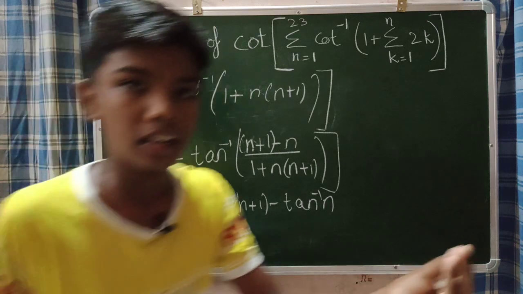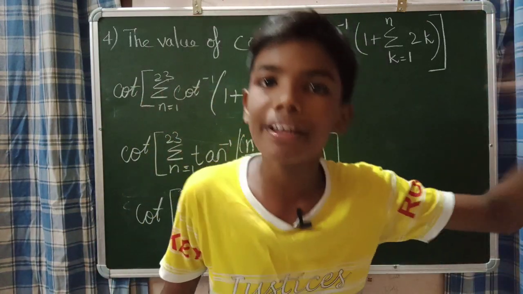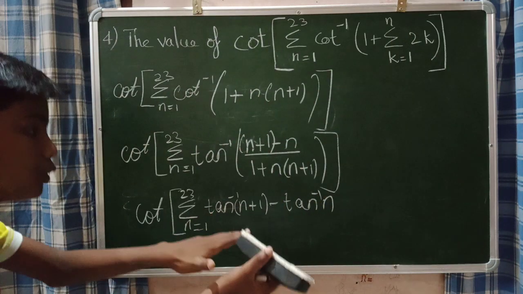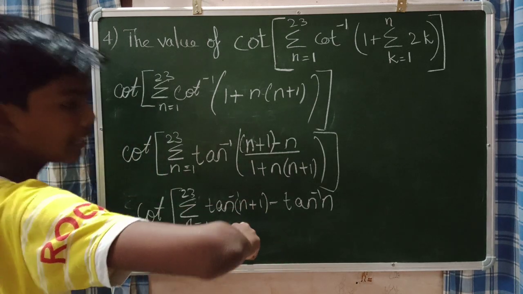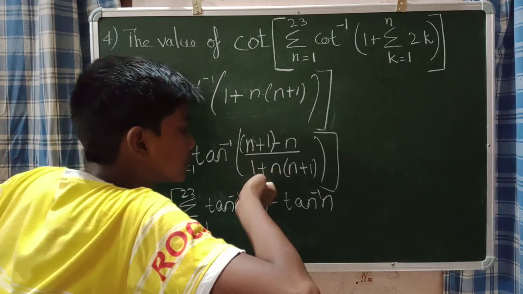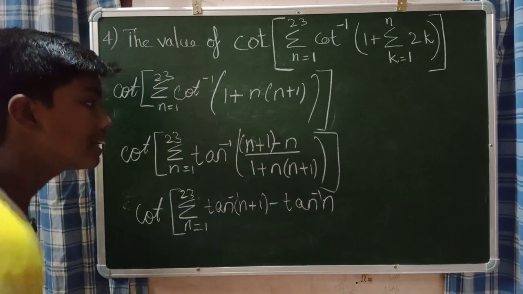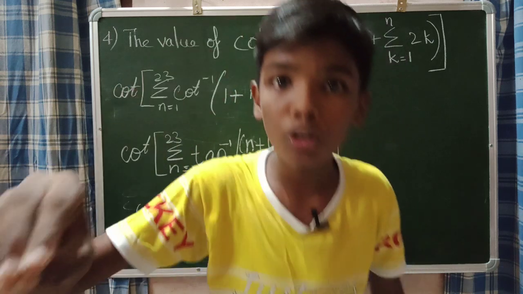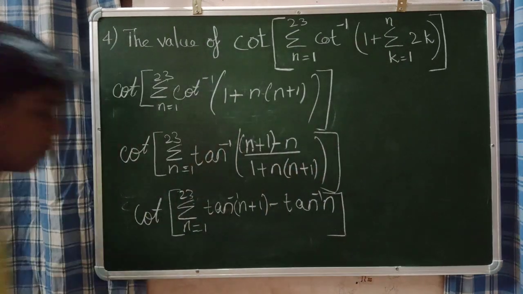How? By the formula: tan inverse of a minus tan inverse of b is tan inverse of (a minus b) divided by (1 plus ab). Using that formula, I am just doing this. When you do tan inverse of n plus 1 minus tan inverse of n, you will get this expression, so these two expressions are the same. That formula should be at your fingertips, then only you can easily solve the question, guys. So this is what we need to know.